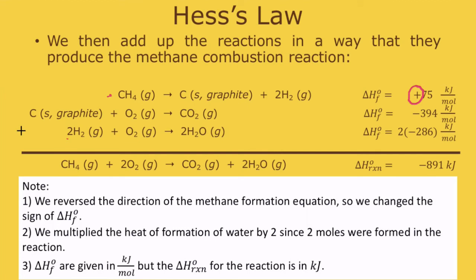But the carbon dioxide and the water are already on the product side, so we can leave those heats of formation alone as far as their sign. However, our heat of formation was for 1 mole of water, and here we need 2 moles of water in the final reaction. So we're going to multiply that heat of formation by 2. And when we add up these reactions, notice that the carbon graphite cancels and the hydrogen cancels. So that will leave us with the final reaction, methane plus oxygen yields carbon dioxide plus water. And the delta H reaction is negative 891 kilojoules.